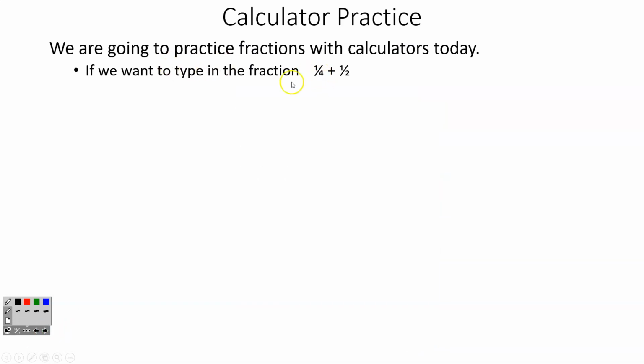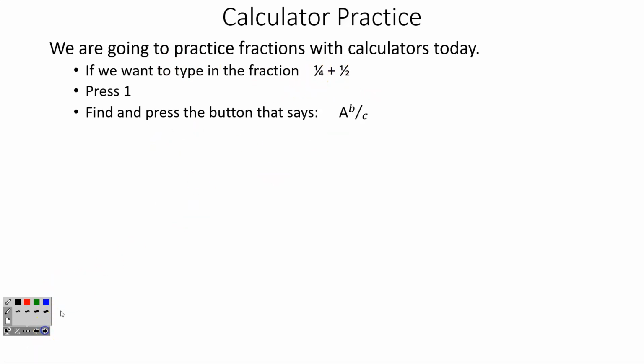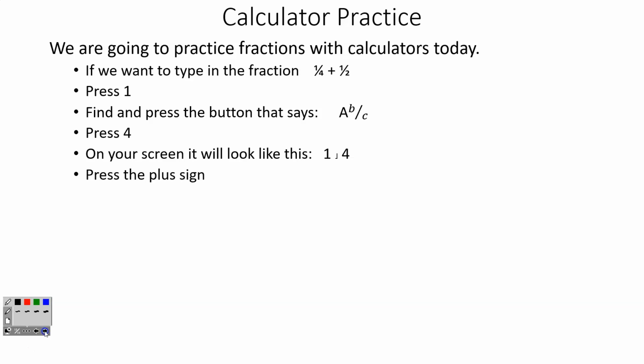So if I want to type in the fraction 1/4 plus 1/2, here's what I would do. I would press the 1 first, and I'm going to find that button again that says ABC, and I'm going to press it. And then I'm going to press 4. So that tells the calculator 1, and I'm going to turn it into a fraction over 4, so 1/4, which is what we have here. It's going to look a little bit weird, and that's okay. Just go with it. That's just computer language.